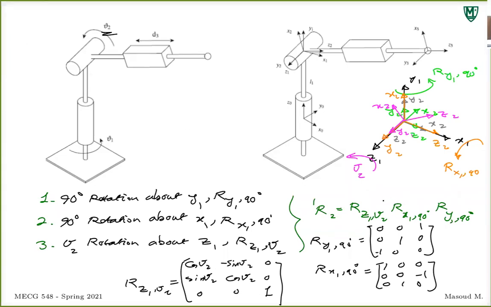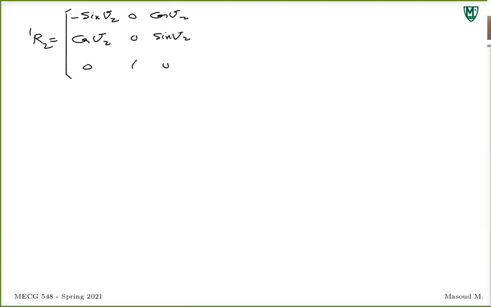You do the matrix multiplication, you can get R2 1. I should have that answer, so I can just give it to you later on. You can double check. So R2 1 eventually becomes, if you do that matrix multiplication, you should get minus sine V2, 0, cosine V2, and then cosine V2, 0, sine V2, and then you get 0, 1, 0 there. Which is pretty straightforward.